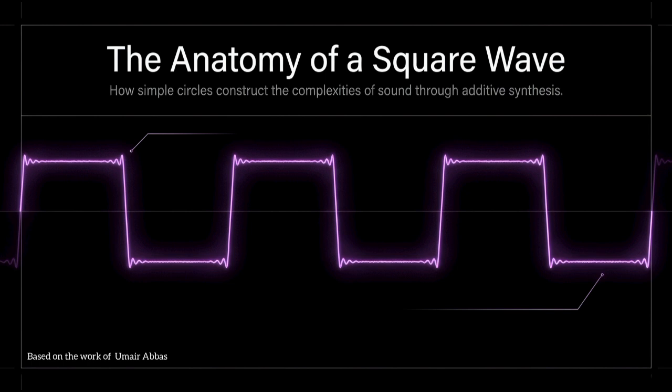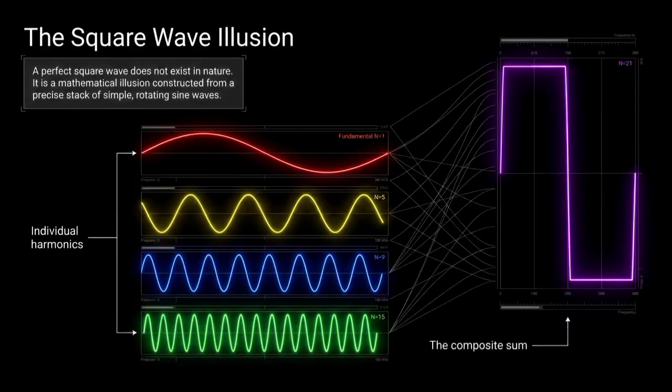Right, and our mission today is to understand how simple, smooth curves can be stacked together to build these really sharp, rigid shapes. So, okay, let's unpack this. Let's do it. Because to understand how a complex, jagged square wave is built, we first have to establish the foundational building block. You can't build the wall without laying down that first bowling ball.